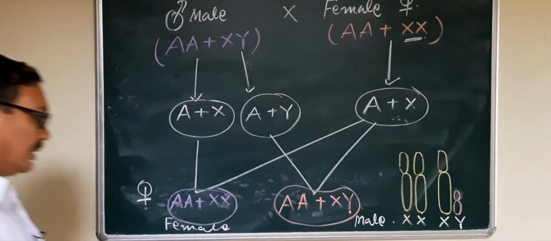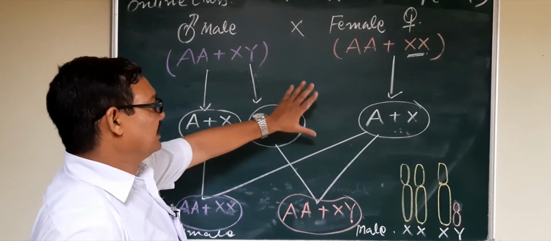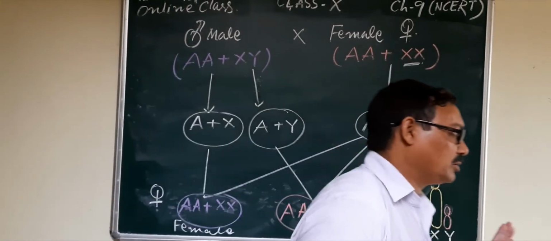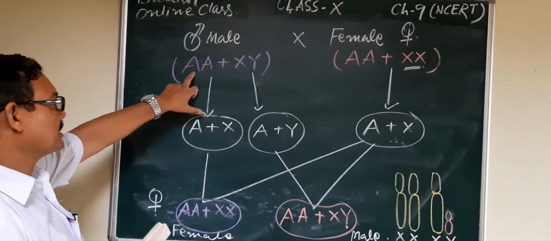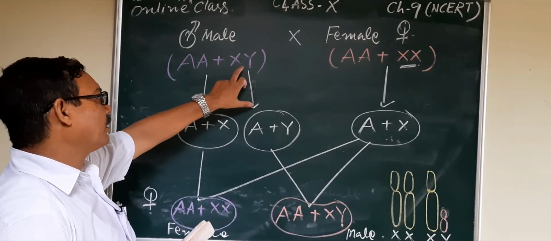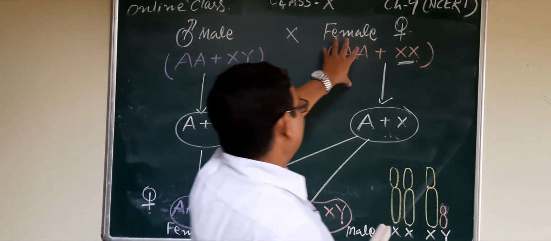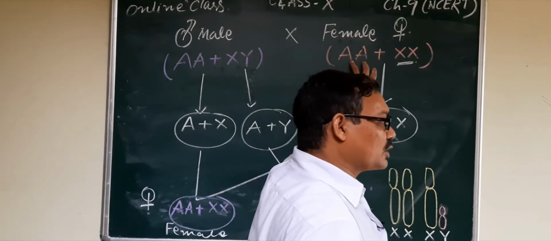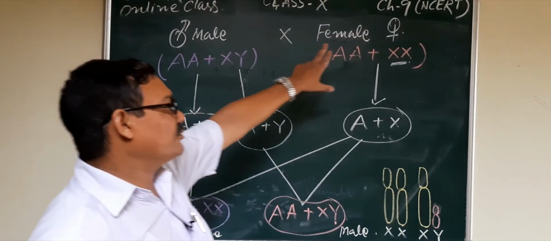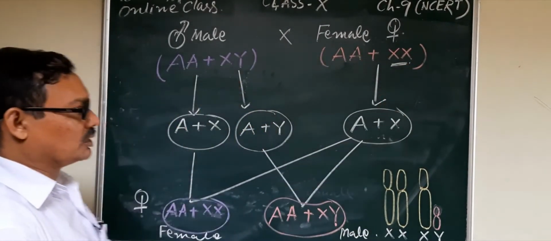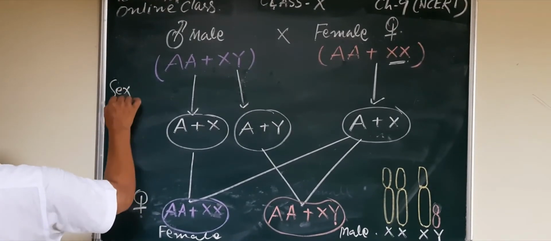The born child will be male. In this way, sex will be determined in the human being. That means there are 22 pairs of autosomes and one pair of sex chromosomes in male, that is known as XY. Similarly, in female, there are 22 pairs of autosomes and one pair of sex chromosomes, that is also known as allosomes.